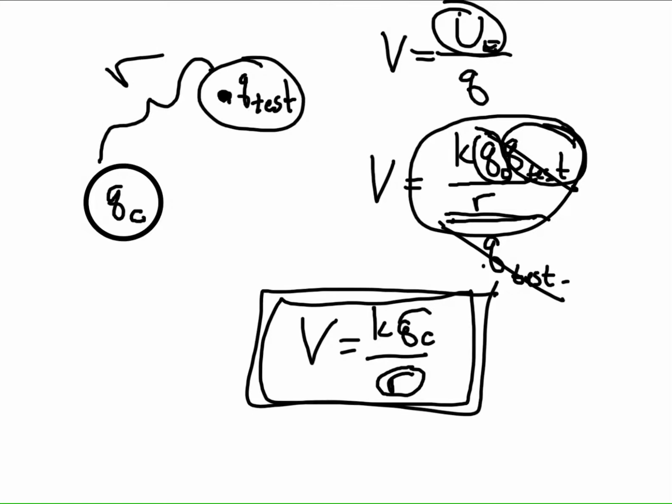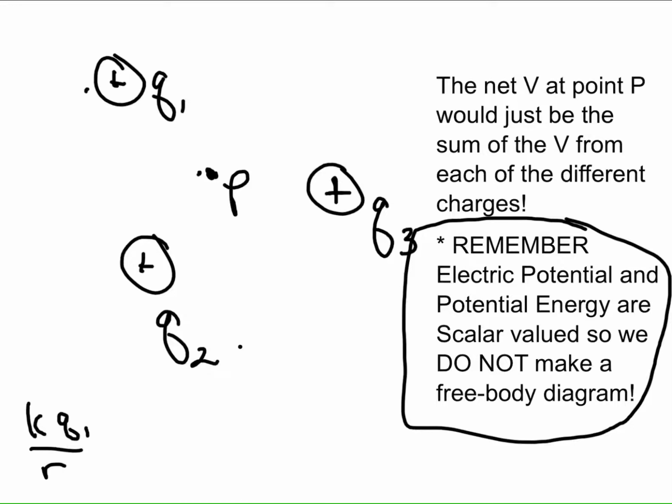well, you see here it says the net V at the point P would just be the sum of the V from each of the different charges. So I also gave you a huge reminder here because this is super important. Remember that electric potential and ultimately electric potential energy are scalar values. Energy is a scalar, so you don't do a free body diagram. So what you would do here is you would just say KQ1 over R1 plus KQ2 over R2 plus KQ3 over R3, so on and so forth. You could factor out the K. Then you have K times Q1 over R1 plus Q2 over R2 plus Q3 over R3, etc.